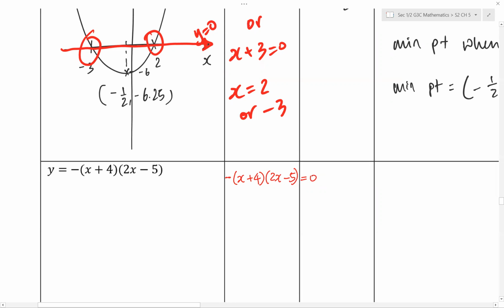Something times something equal to 0. Either one or both of them would be equal to 0. You need to get that logic correct. Otherwise, it's painful for you to memorize things. Something times something equal to 0.